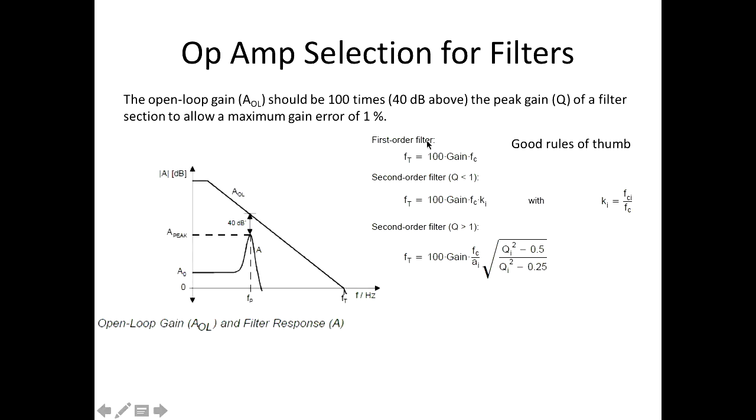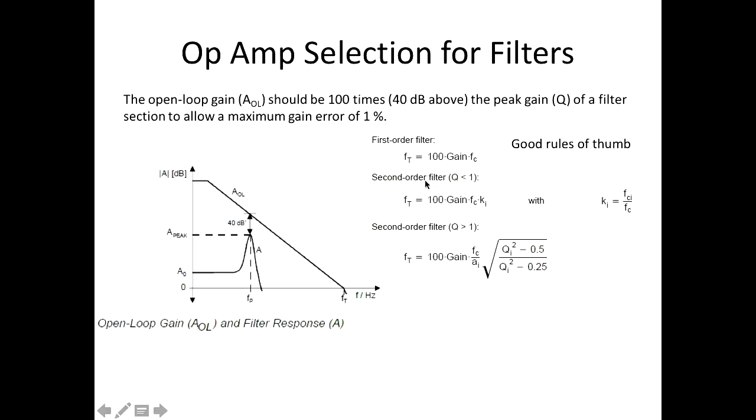For the first order filter, unity gain bandwidth. So if you put in whatever gain you are getting for this filter, and then if you know the cutoff frequency, see, this is the cutoff frequency here, then it will tell you what op-amp you need, what unity gain bandwidth is required.